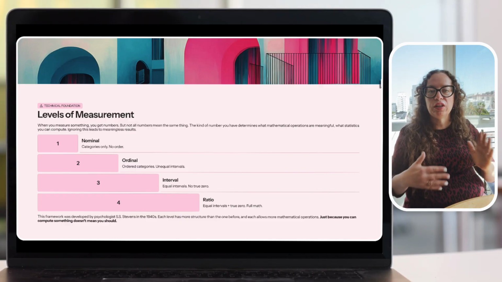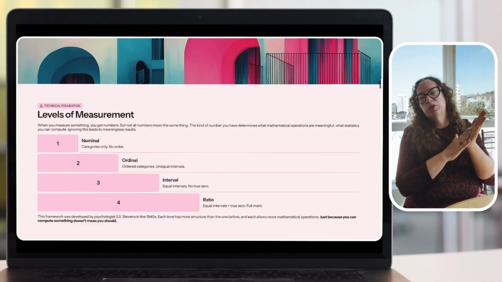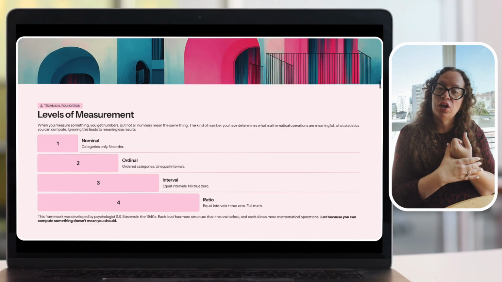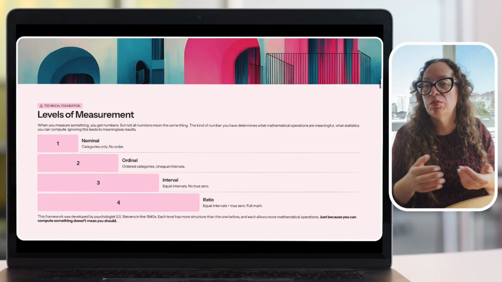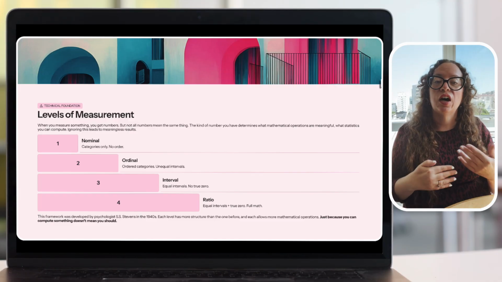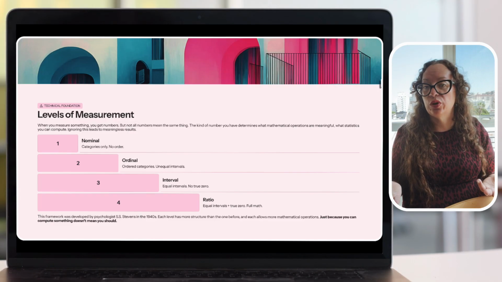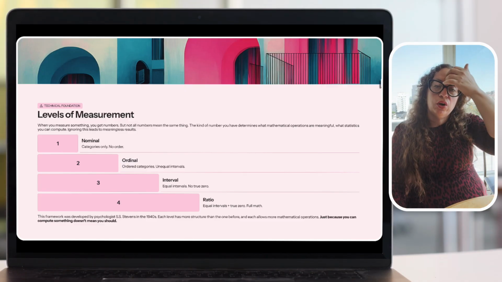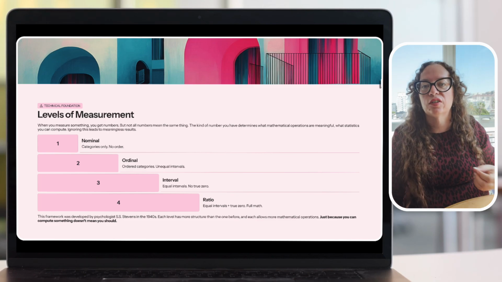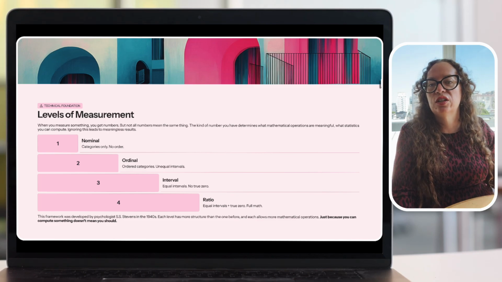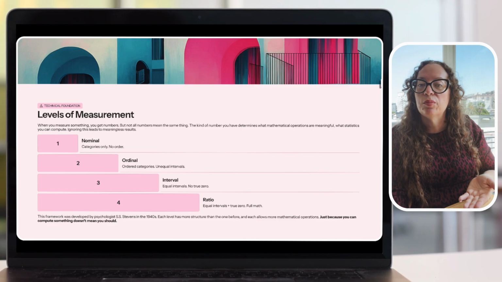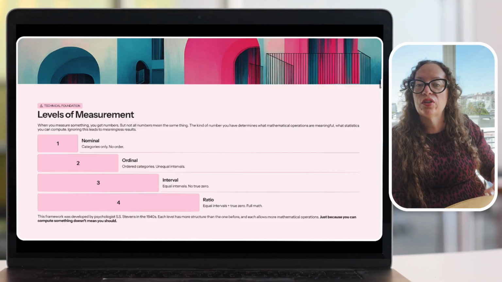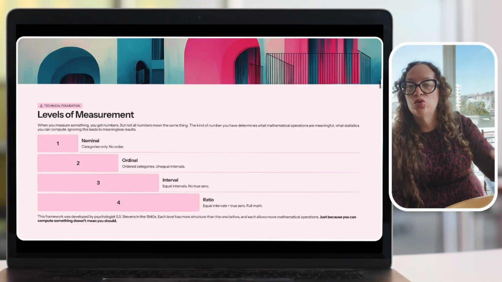Okay. Let's talk about levels of measurement. Okay, this is something more technical, but it's equally important. When you measure something, you get numbers, okay? But not all numbers mean the same thing. The kind of numbers you have determines what you can do with it, what mathematical operations are meaningful, what statistics you can compute. So this might sound pedantic and picky, but it's not. Ignoring levels of measurement leads to meaningless results. You can compute numbers that look impressive, but actually mean nothing. The computer will give you an answer, but whether that answer makes sense is up to you doing this correctly.